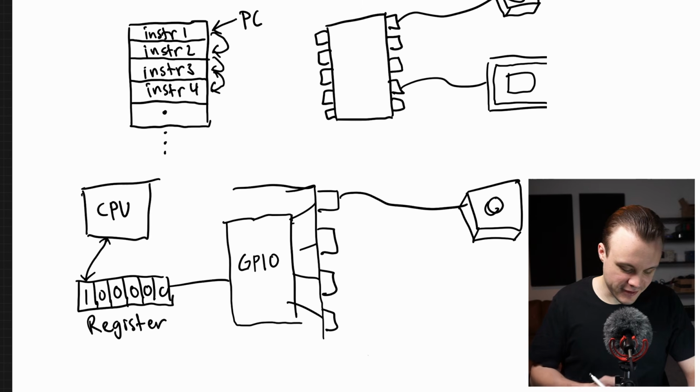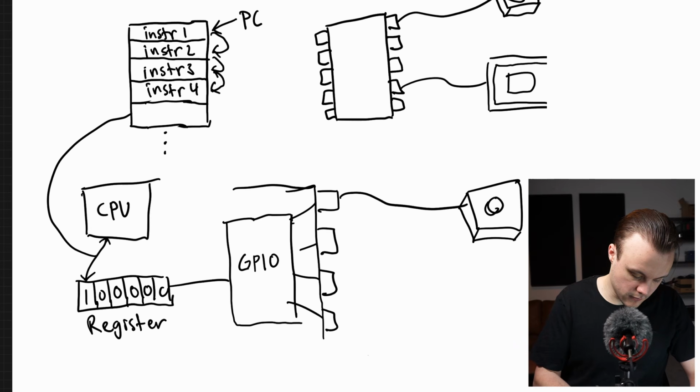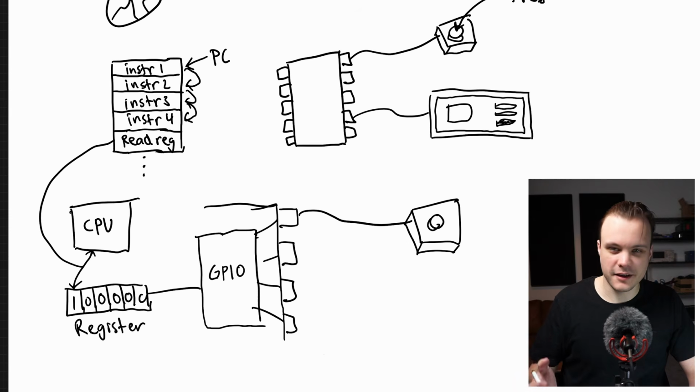This means that we can have the CPU figure out if a button press has happened by inserting an instruction that reads this register here. So, read register. And then we can have an if statement to check whether the first bit in this register is set to 1. And if it is, we know that the button has been pressed, and then we can react accordingly to, in this case, update the menu on our user interface.